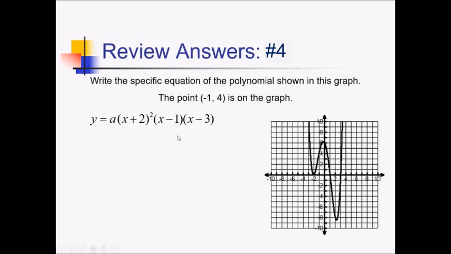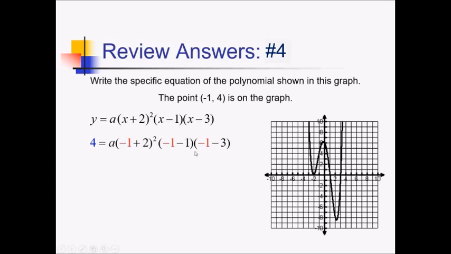So to do that, we're going to plug in the point that they gave us, negative 1 comma 4. So 4 is going in for the y right here. And I'm going to substitute negative 1 for all these x's. So I've got a times, and now I'm going to have negative 1 plus 2 squared, negative 1 minus 1, and negative 1 minus 3.